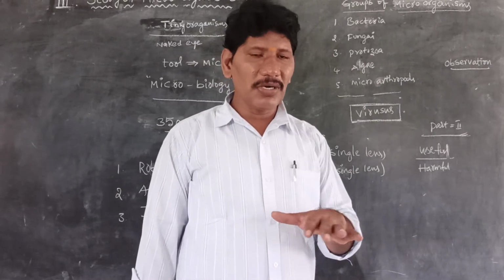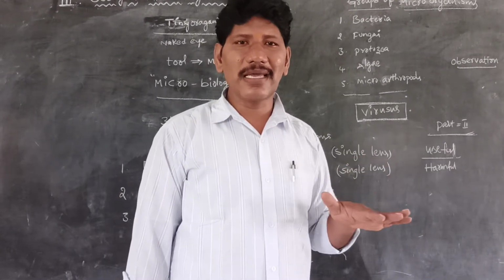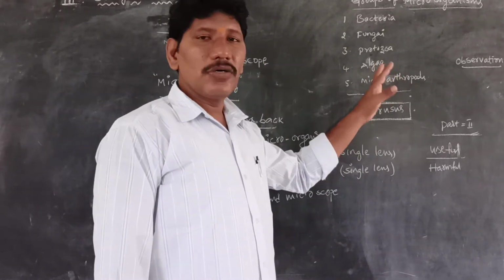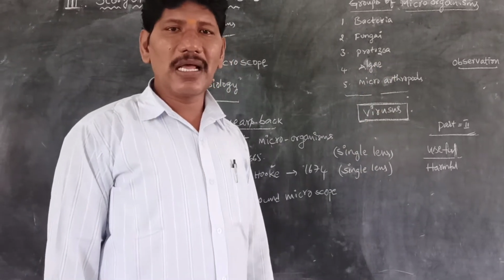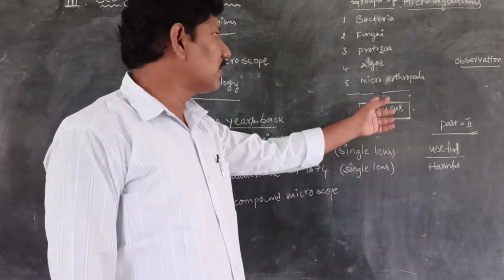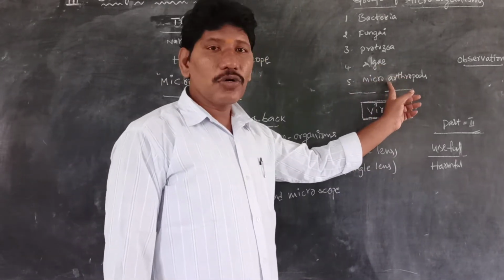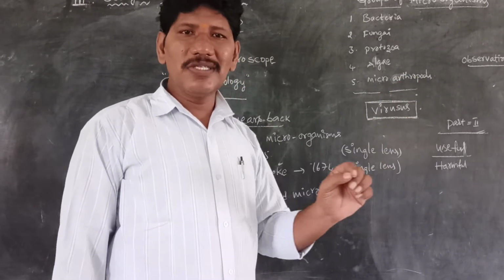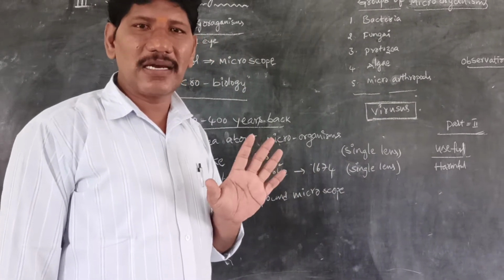Next one is algae. These are nothing but green saplings, green mat-like structures. These are called algae, like Chlamydomonas, Oedogonium, Chara, Volvox. Next, microarthropods: some minute arthropods, meaning jointed legs, like insects or aphids.